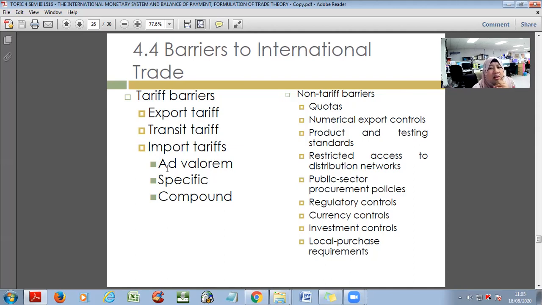And then restricted access to the distribution networks. This is done by China. They don't want to use YouTube or WhatsApp, but they use WeChat to replace their communication apps or social media.